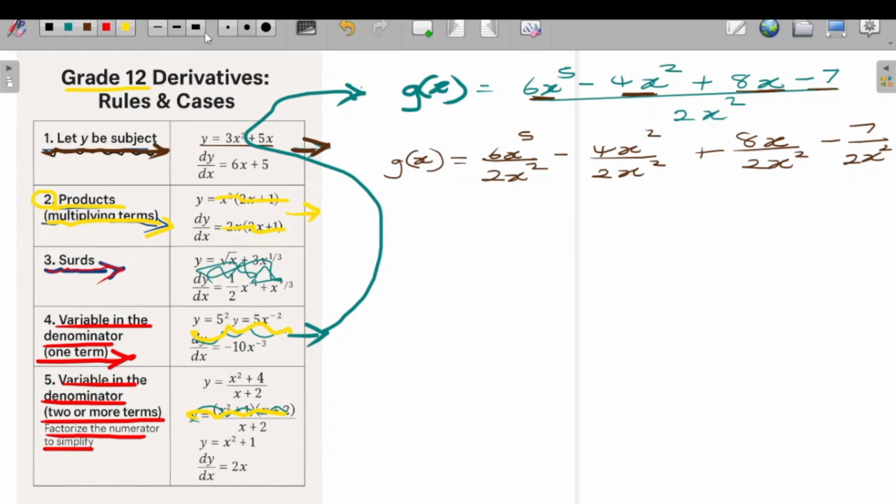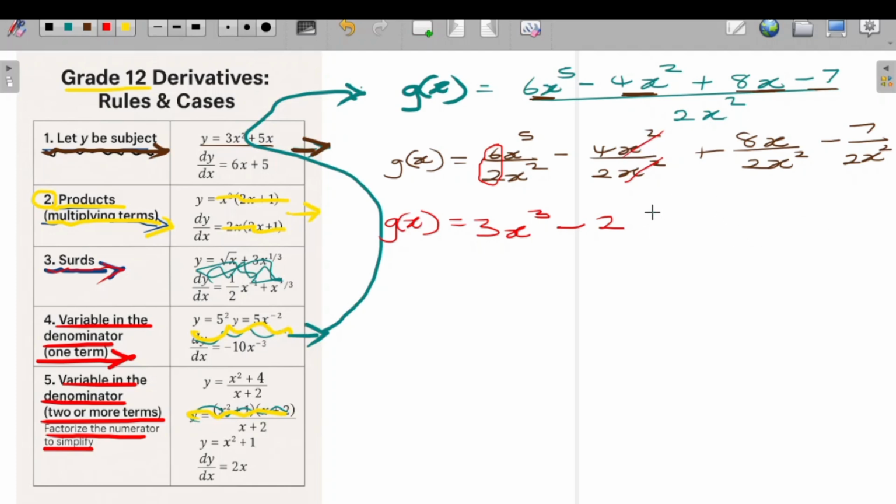So understanding our laws of exponents, first we gotta simplify this. So we'll say g of x is equal to, laws of exponents. 6 divided by 2 will give us 3, so we have 3, and then we have x. Now when we're dividing like terms, we subtract the exponents. So it will be 5 minus 2, which will be 3, minus 4 divided by 2 gives us 2, but now see, the x's have cancelled.